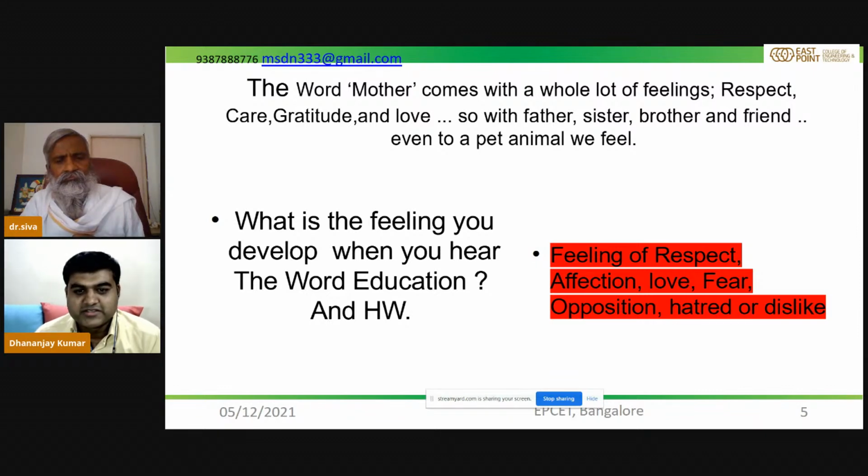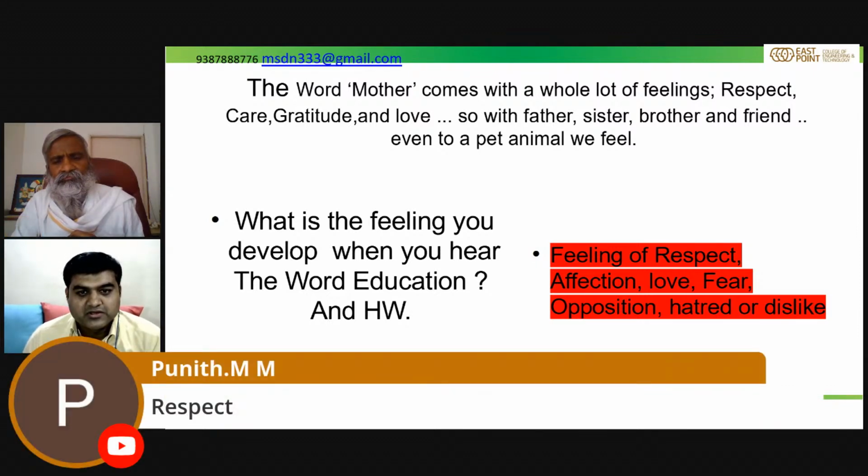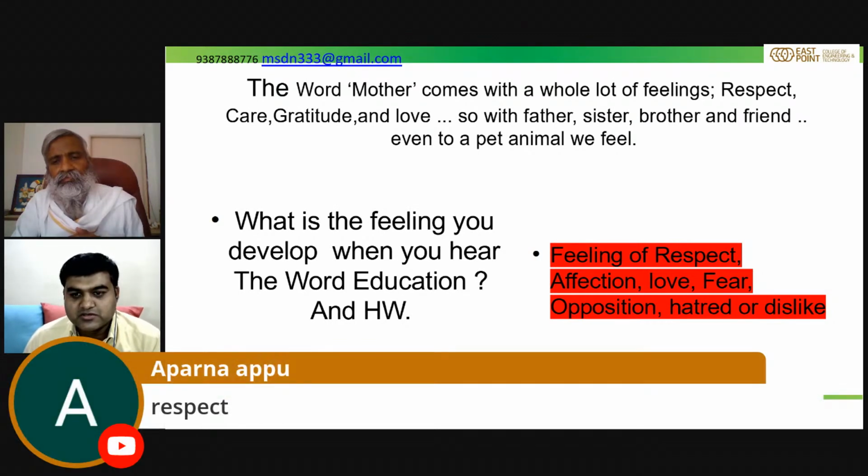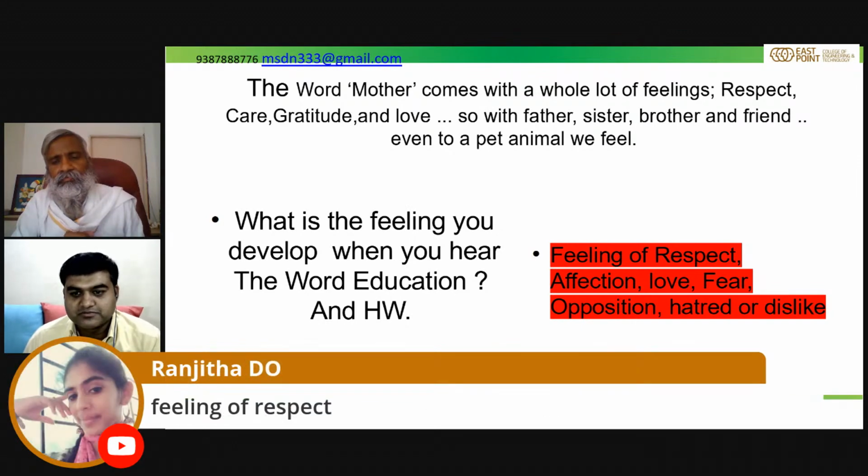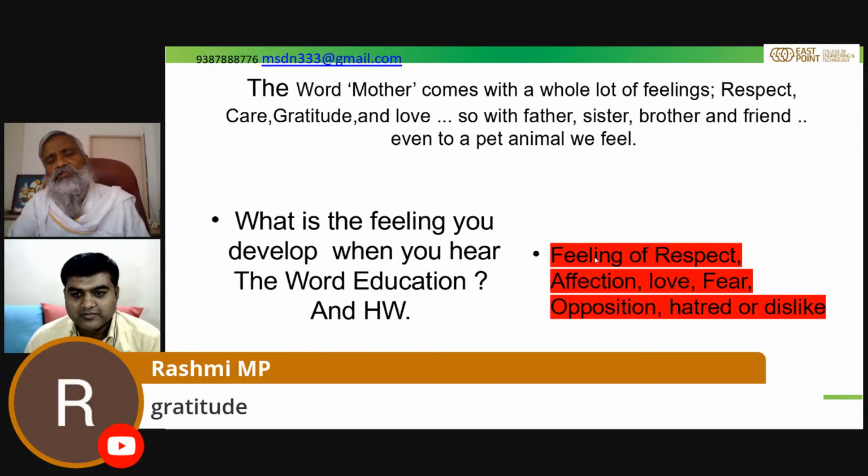Puneet writes respect. Again, this is good. Out of this, okay, respect. Education gives confidence. Feeling of respect. Nice, good. I got a feel of that now. Let us now self-realize. I mean, self-explore.